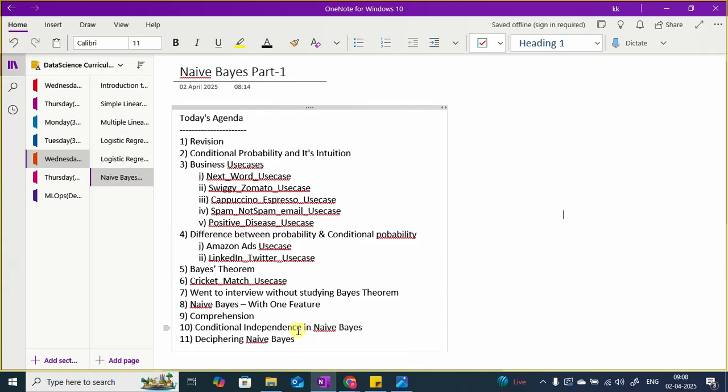Then, for example, a funny incident, like a person went to an interview without studying Bayes theorem. What will happen with him or her? Okay, that we'll see. Then Naive Bayes with one feature, comprehension. Then conditional independence in Naive Bayes, and so on. So these are the things we'll discuss as part of today's agenda. Okay. So without any delay, let me start with the first one.